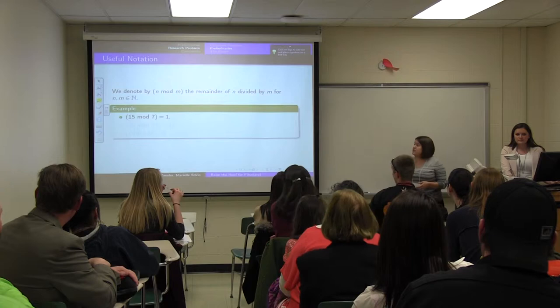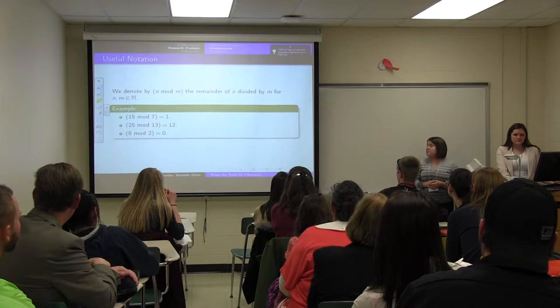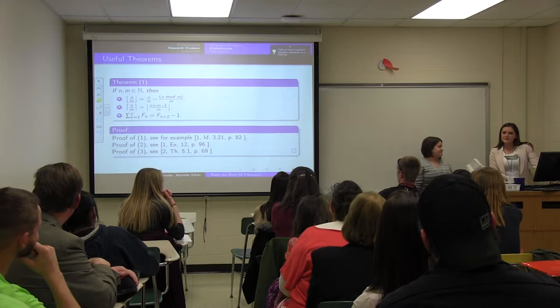Another example would be 25 mod 13. When you divide 25 by 13, you have a remainder of 12. And 8 mod 2 has a 0 remainder. Okay, along with those definitions and notations, we will be using three main theorems throughout our proof.